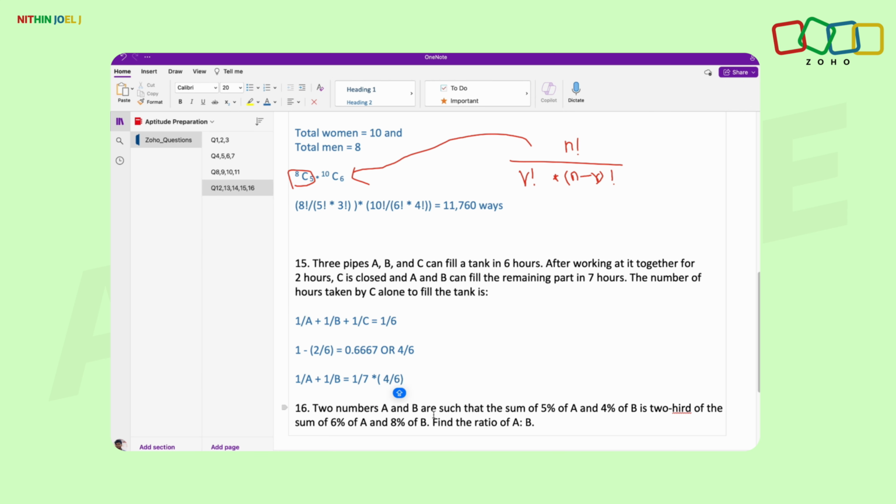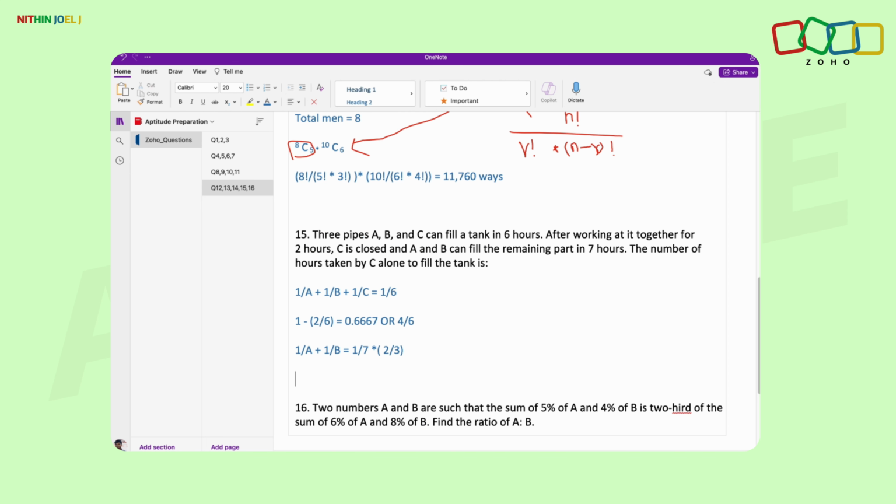So now we have 1 by 7 into 4 by 6, or else we can simplify it by 2 by 3 to make our calculations easier. Now we will just substitute these values over here. So let's keep it as 1 by A plus 1 by B as 1 by 7 into 2 by 3, plus 1 by C, which is equal to 1 by 6.